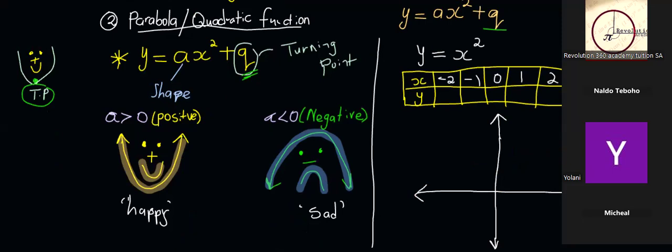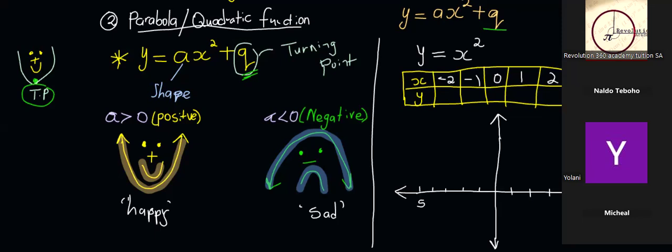1, 2, 3, 4, 5. But don't do it like this as I'm doing it. You use those distances which are on the ruler so that your graph can be equal. So 1, 2, 3, 4, 5.